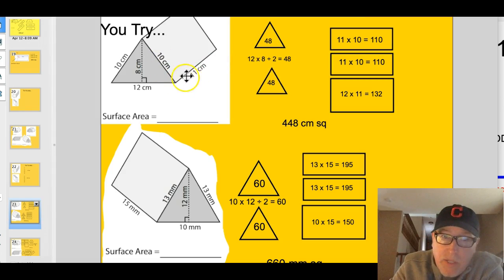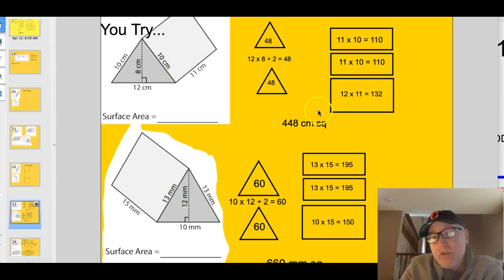Okay, then this side is 10 times 11, so that's 110. And the other side's the same thing, so that's 110. And then the bottom is 12 by 11. So that's 132. Add them all up, you have 448 centimeters squared.